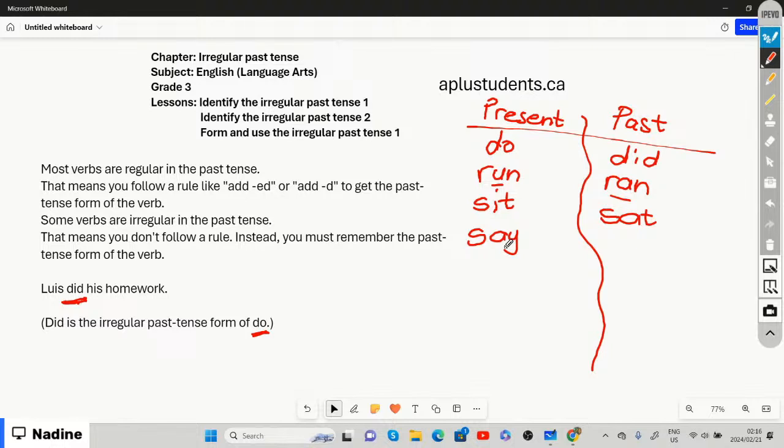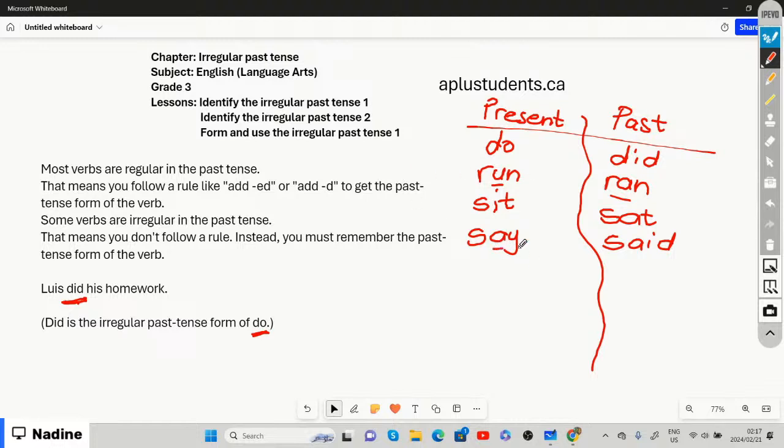We need to write down the past tense form of the word say. It's to say something now, and in the past, I said something. I say something now, but in the past tense, I said something.